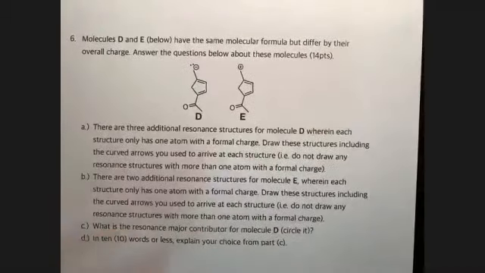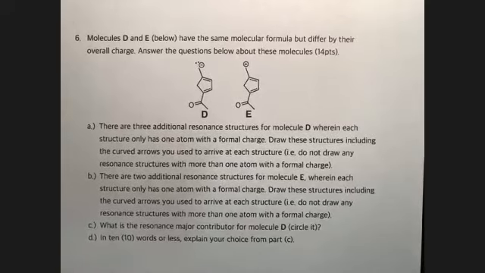Or let me give you this preview. Hold on. Or we could say something like this. This is an applied question, and we're going to talk about this next week. But you can see, look at line B: there are two additional resonance structures for molecule E, wherein each structure only has one atom with a formal charge.